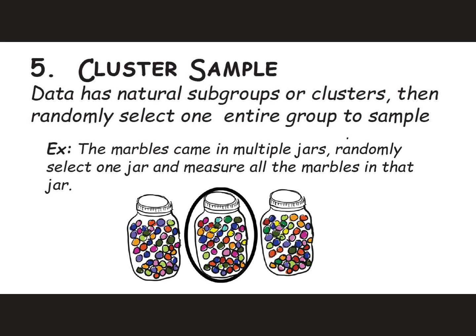And finally is a cluster sample, and those are where there are pre-made clusters already, classrooms in a school. I randomly select 4 classrooms, and those are the kids I sample. Apartment floors, I randomly select a floor in an apartment building, and those are the tenants I sample. So these are natural subgroups that are then randomly selected, and you take the entire group.